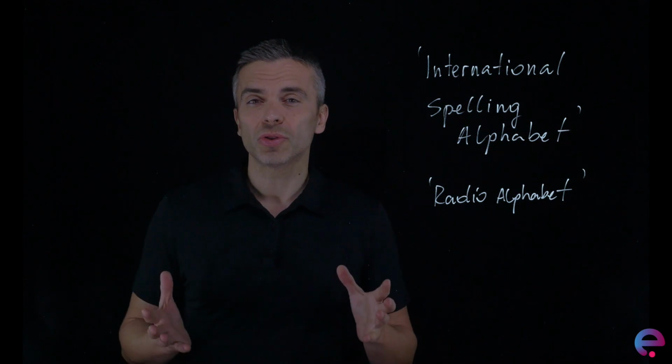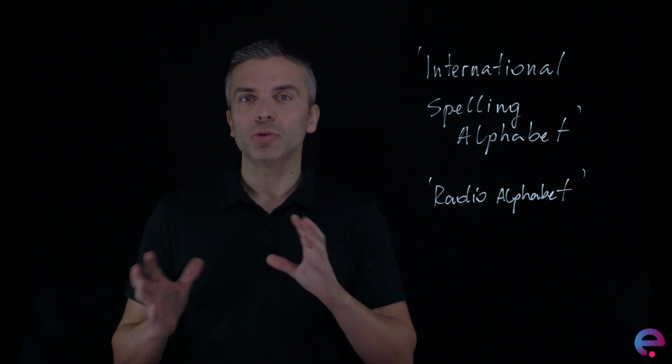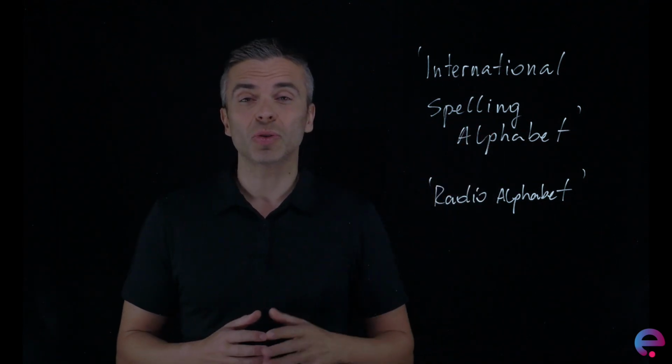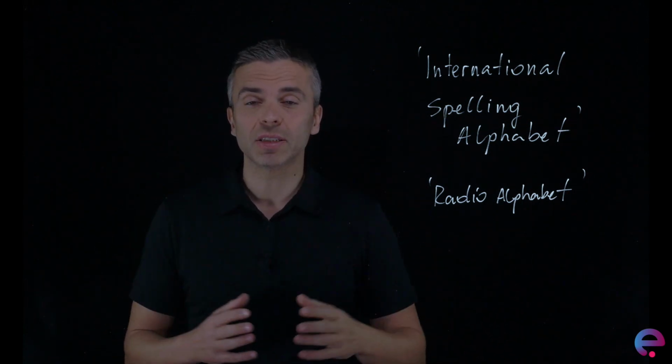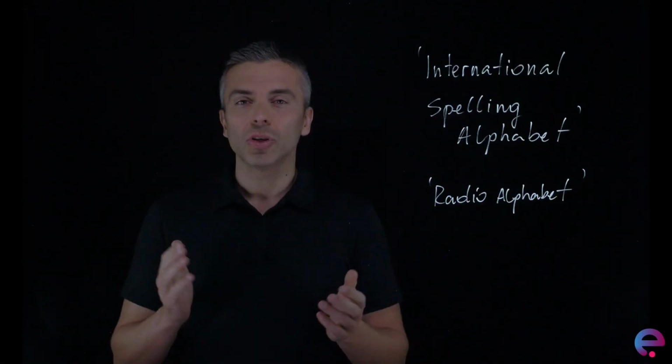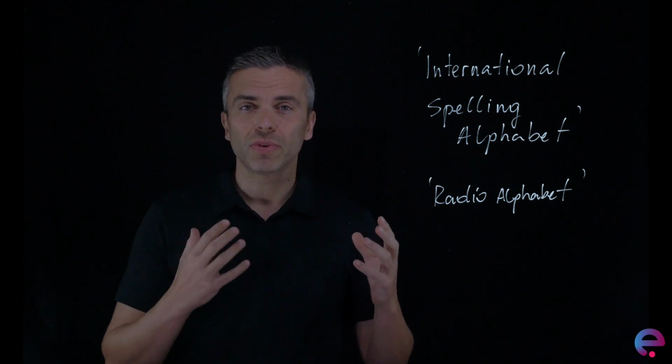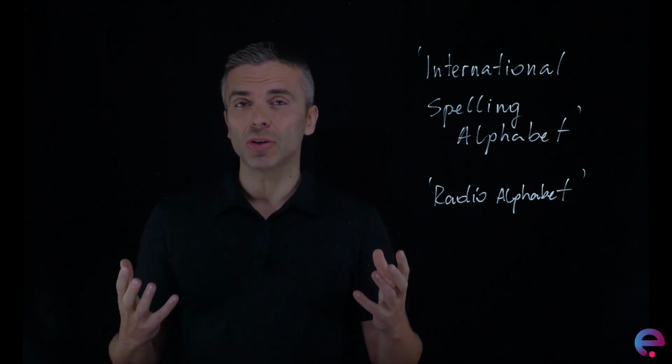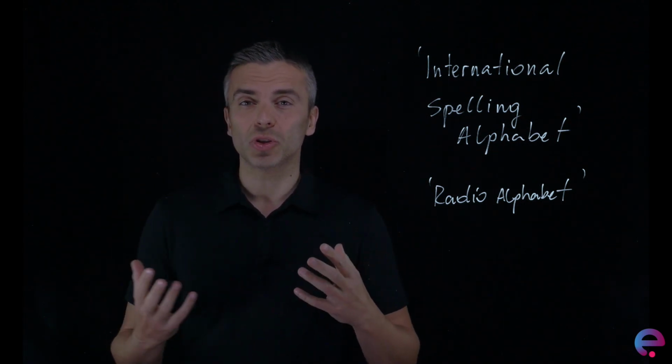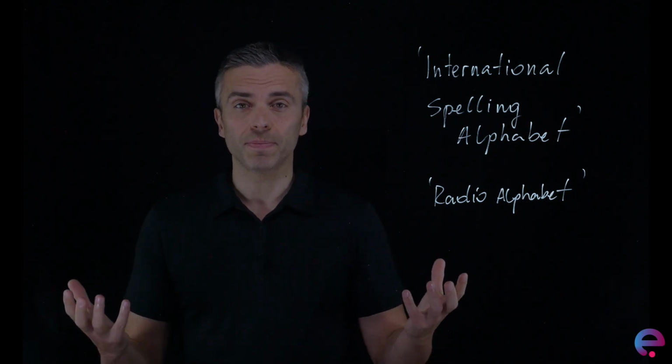Now we are going to use an alphabet that has different names: international spelling alphabet, radio alphabet, radio transmission alphabet. You can see many examples of this type of alphabet being used in communication between pilots and the control tower.